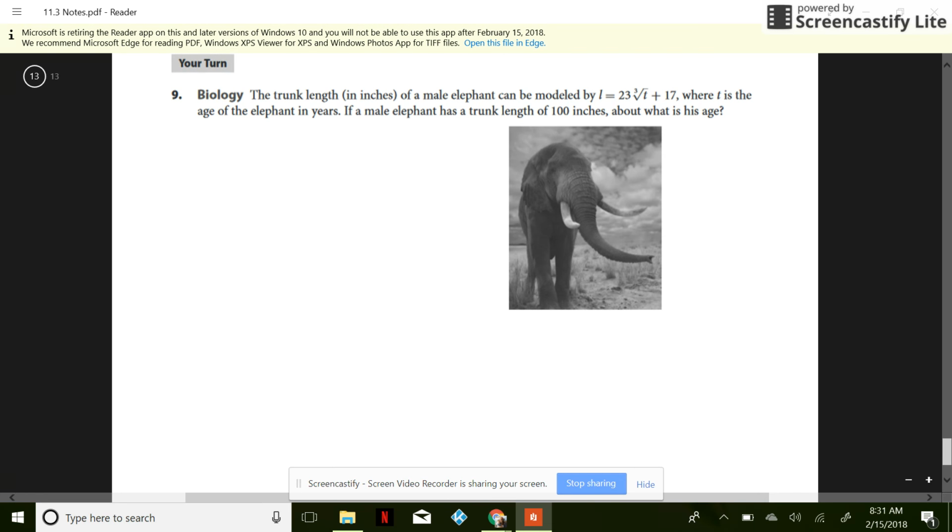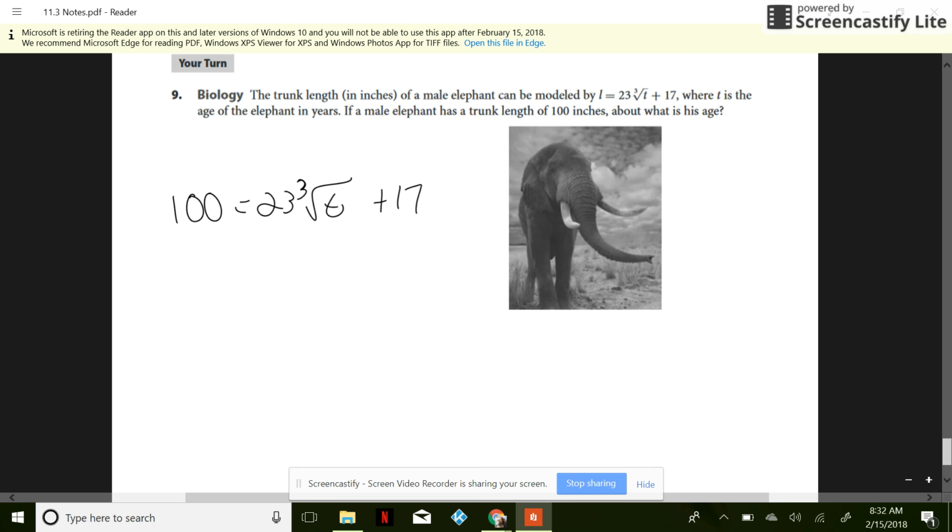The trunk length in inches of a male elephant can be modeled by L is equal to 23 times the cube root of t plus 17, where t is the age of the elephant in years. So if a male elephant has a trunk length of 100 inches, what is his age? So our length is 100, we'll plug that in. So 100 is equal to 23 times the cube root of t plus 17.